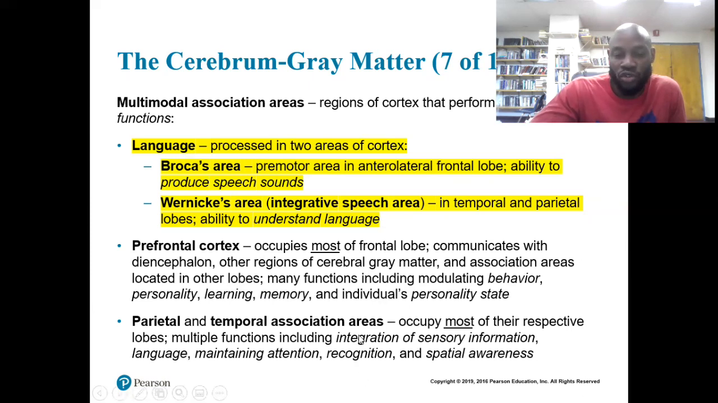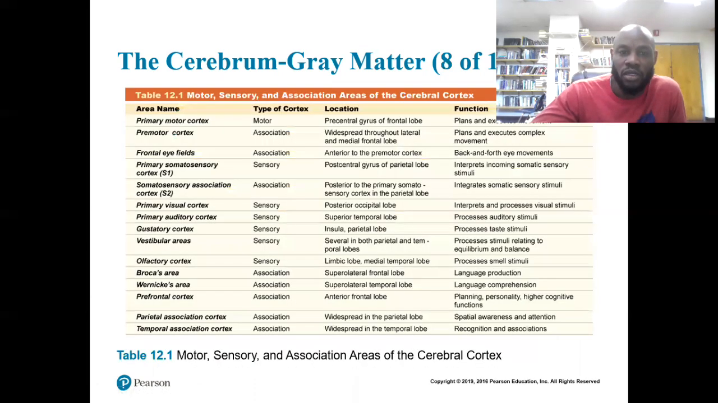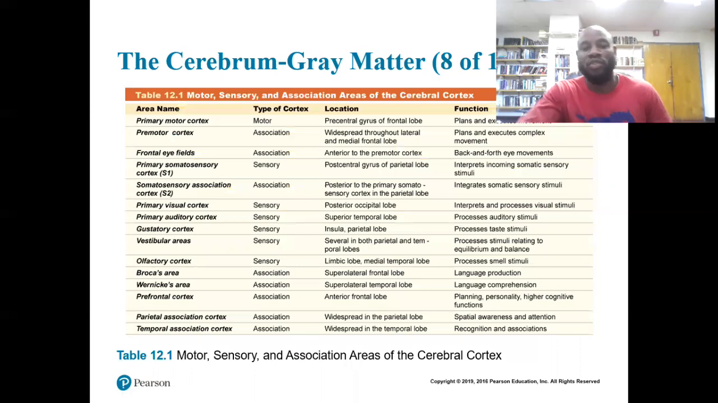Parietal and temporal association areas. Multiple functions include integration of sensory information. As we said, language, that's in Wernicke's area. Maintaining attention, recognition, spatial awareness. Right, so this is a chart putting all that together.